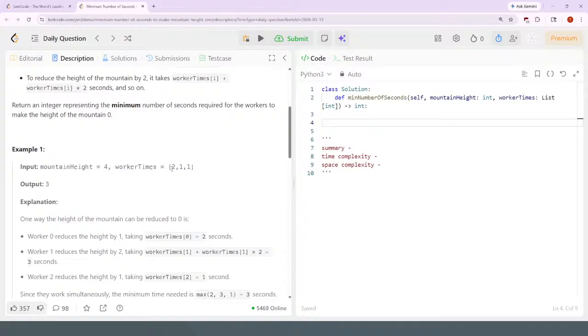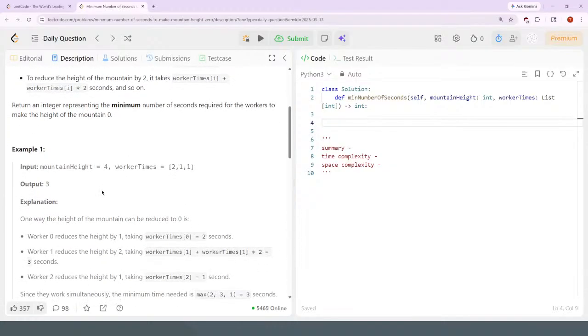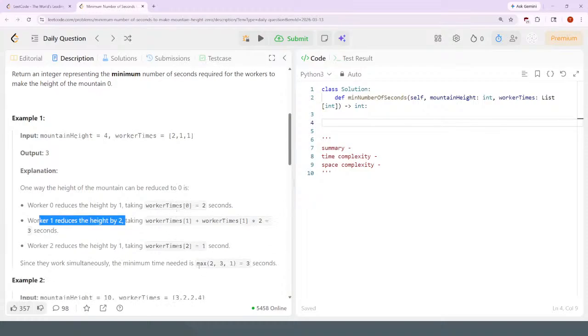So you would do what here? One way for the mountain height to be reduced to 0 is worker 0 reduces height by 1, taking 2 seconds. Worker 1 reduces height by 2, taking 1. I see. So they do it simultaneously. So the maximum is the time it takes.